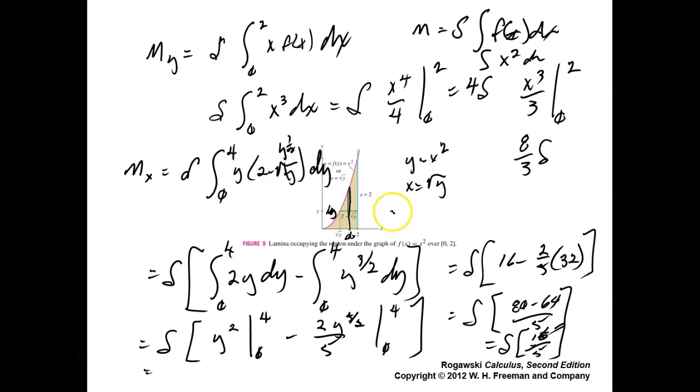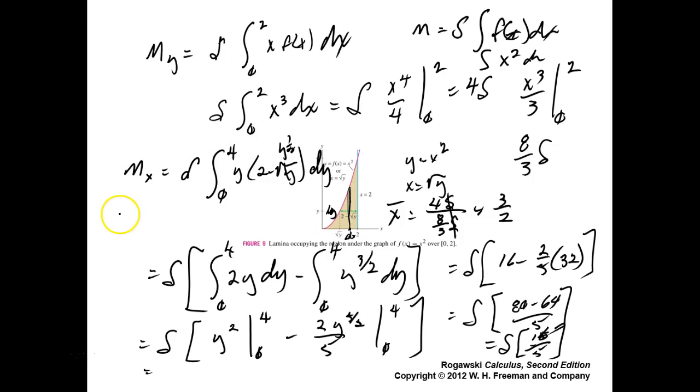So when you go to do your x bar, or your center of mass with respect to the y-axis, that's your m sub y, which was 4 delta over 8/3 delta. Deltas go out, and that would be 12/8, which is 3/2. And sure enough, 3/2 looks like it's about 1.5. I'm pretty close to being right on it there.